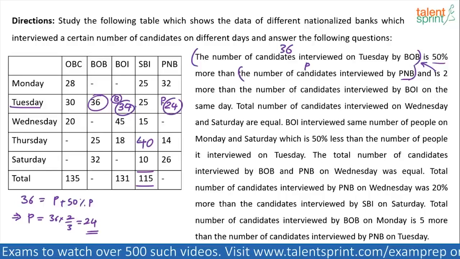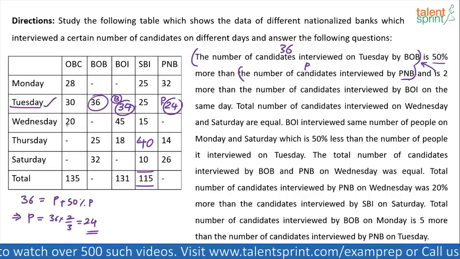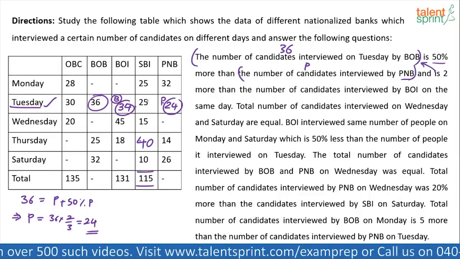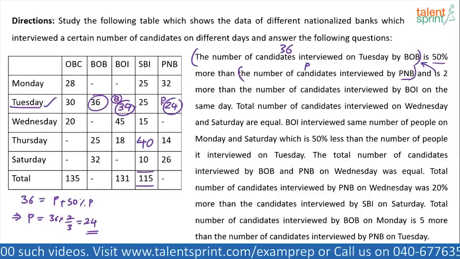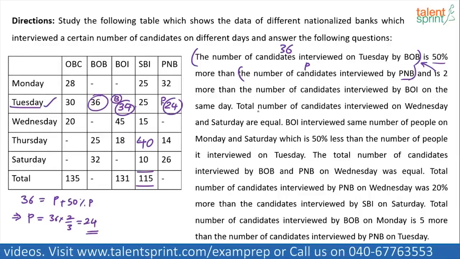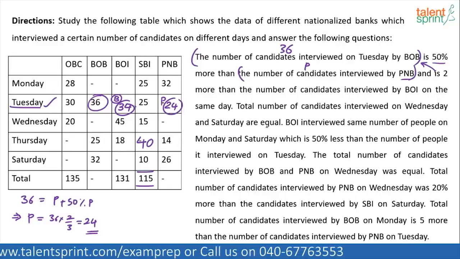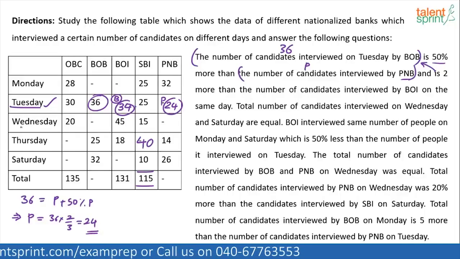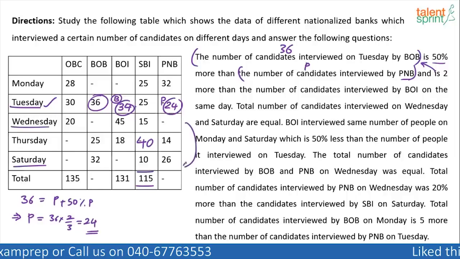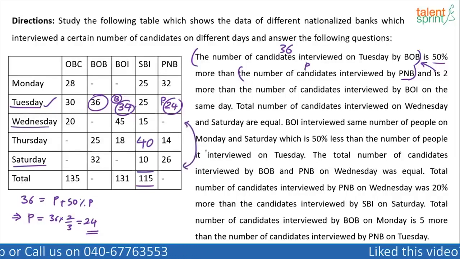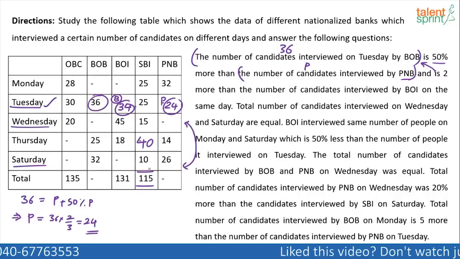So with this, we have been able to finish all the values on Tuesday: 30, 36, 34, 25 and 24. Let's proceed now. Total number of candidates interviewed on Wednesday and Saturday are equal. So the total of Wednesday and the total of Saturday is equal. Now we cannot use this statement immediately, but let's just keep in mind that the total of this row should be equal to the total of this row.